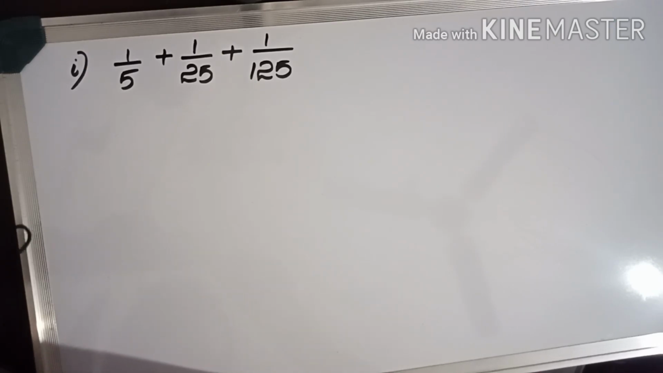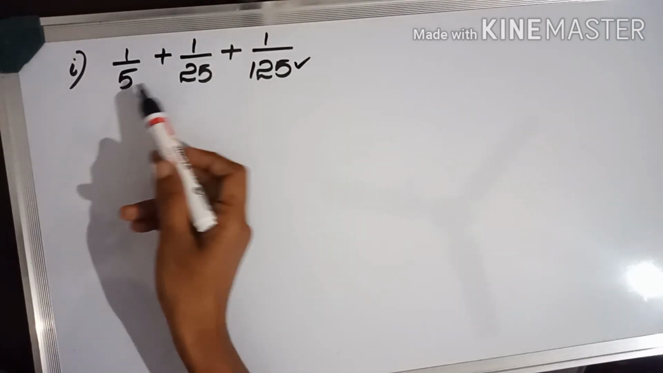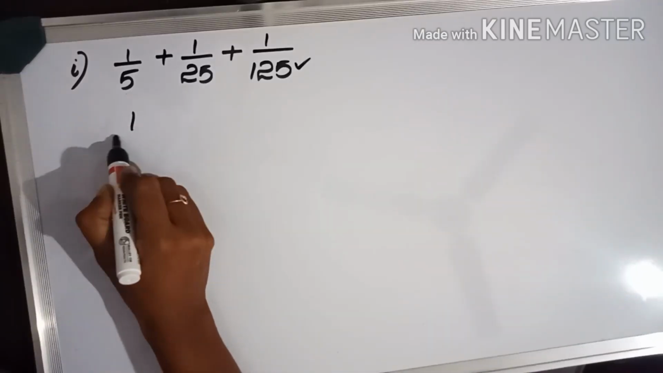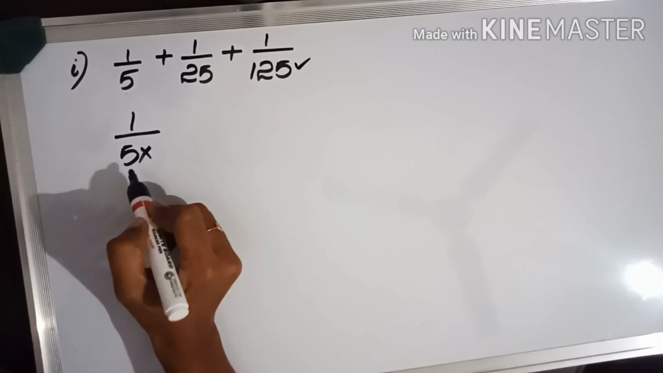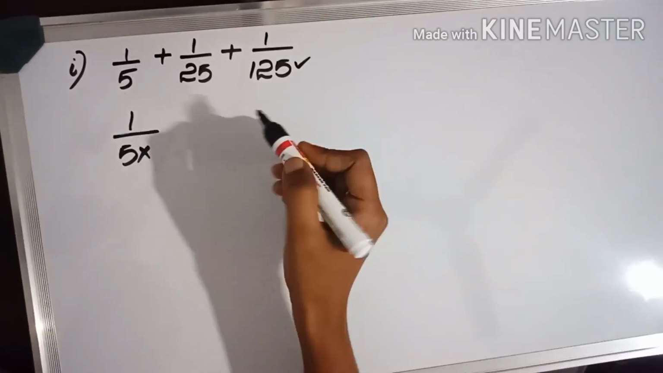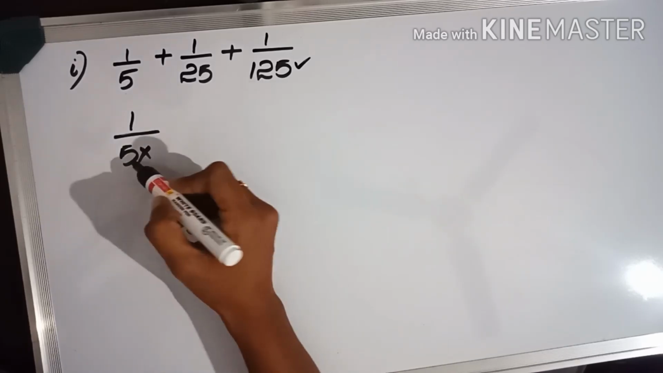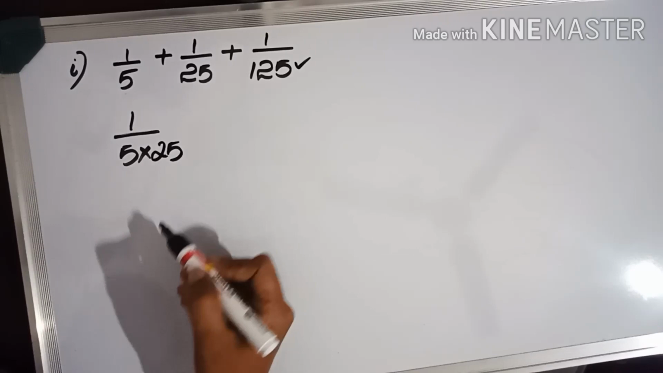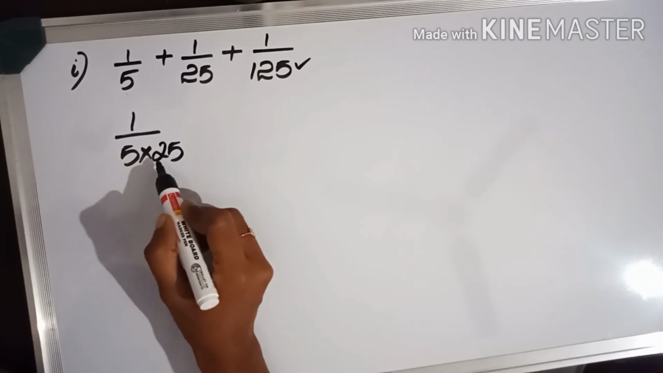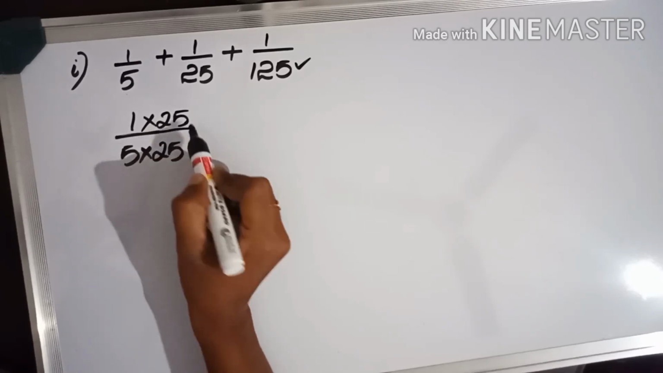That means the highest denominator. Here the highest denominator is 125. So we need to convert these two denominators also into 125. Let's write the first one, 1 by 5. Now 5 into what is 125? 5 into 25 will be 125. That we can check: 4 25s are 100, one more 25, so 5 into 25 will be 125. If we give one number to the denominator, the same number we must give to the numerator also. That is, here also into 25.